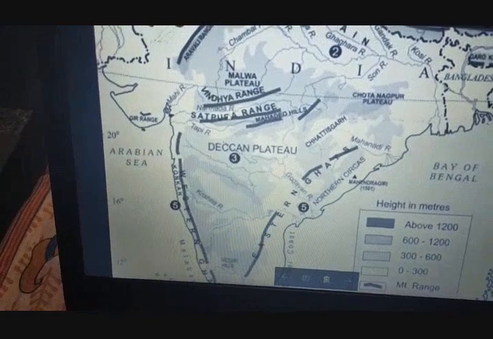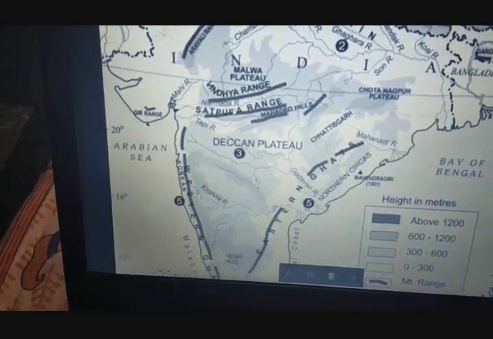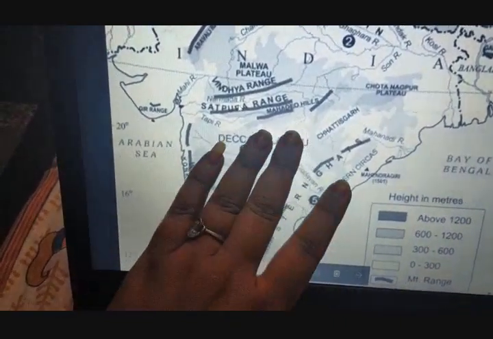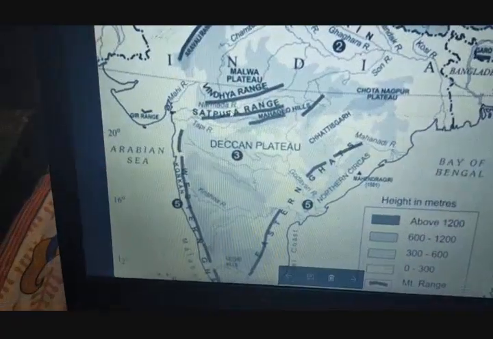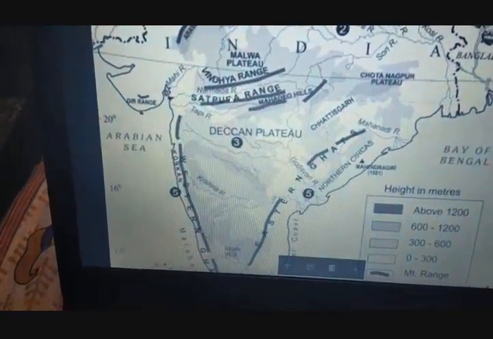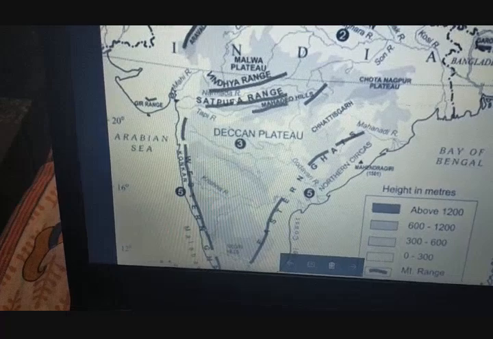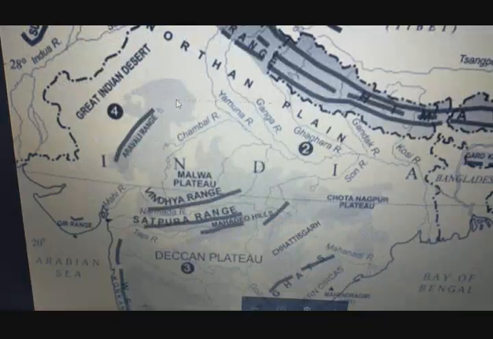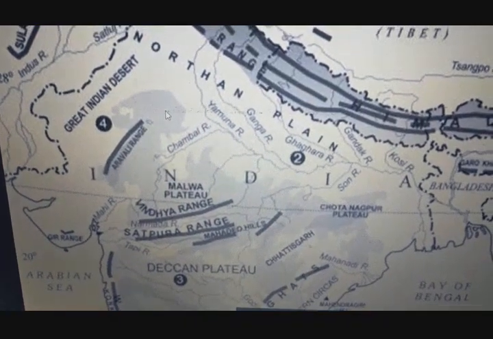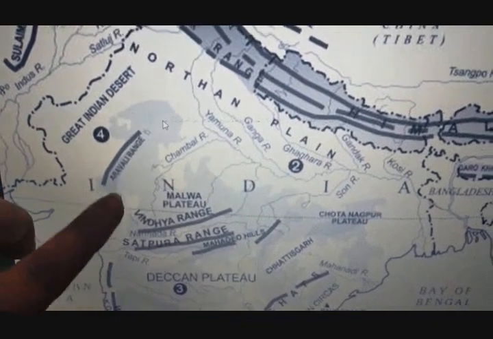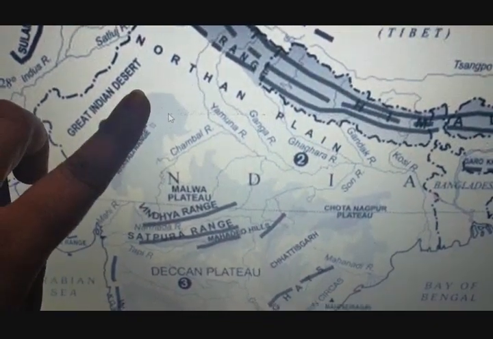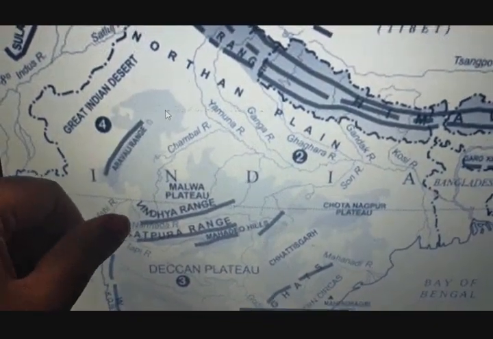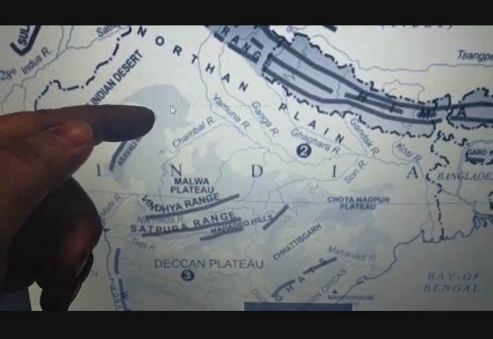The most important thing to note is the Narmada River divides or separates the Deccan Plateau from Central Highland. This is the one most important topic, that the Narmada River, it divides Deccan Plateau and Central Highland. If we discuss about Central Highland, it lies towards the north of the Narmada River.